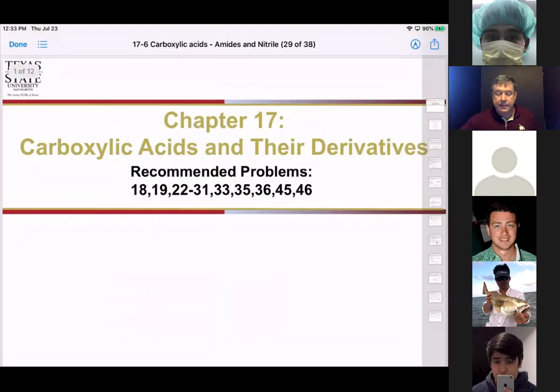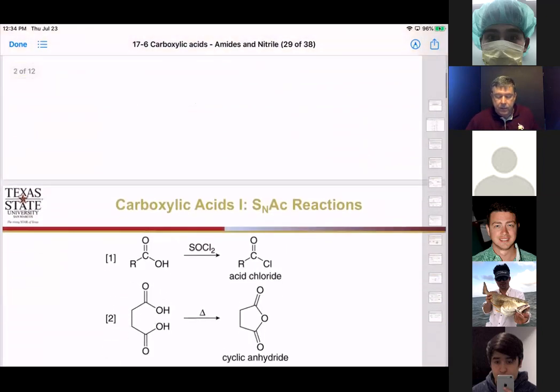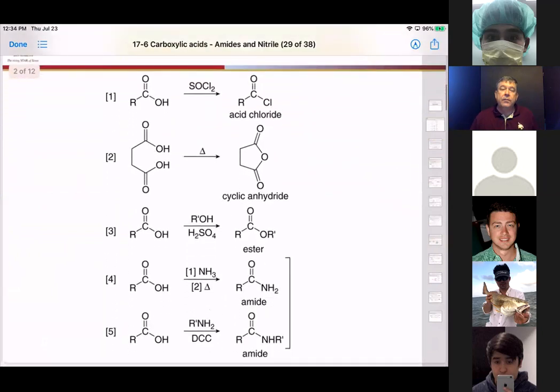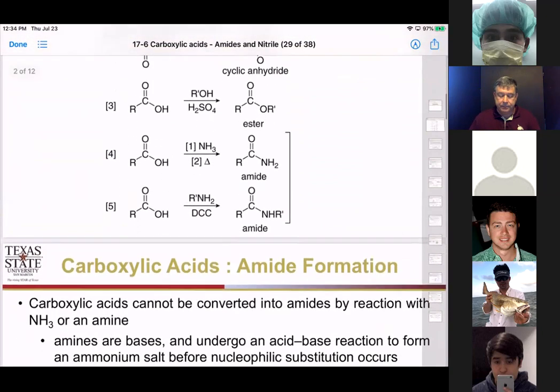All right, so the last thing we want to talk about is our amides and nitriles. And of course, those are the carbonyl bonded to nitrogen or the carbon triple bonded to nitrogen. So let's look at those and how we're going to play with those. Again, on the reactivity scale, the acid chlorides, then the anhydrides, esters, and then the amides are the least reactive of the set, okay?